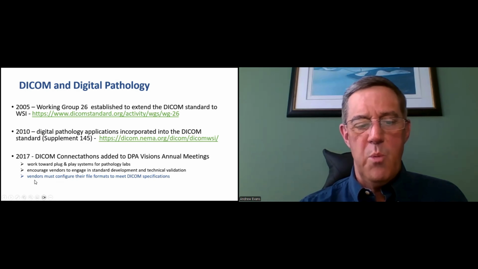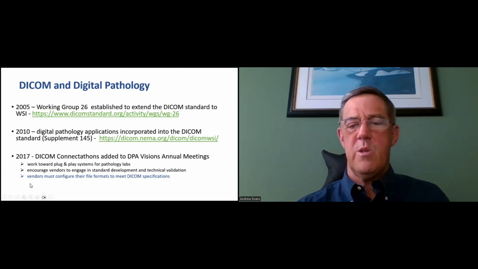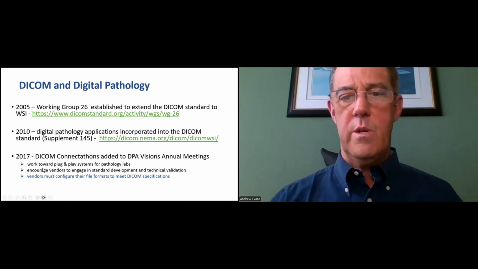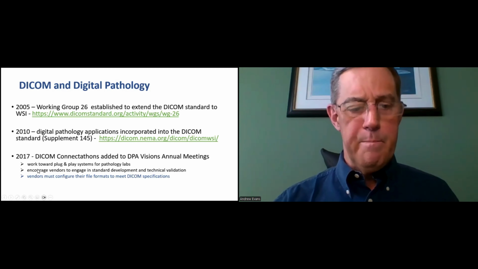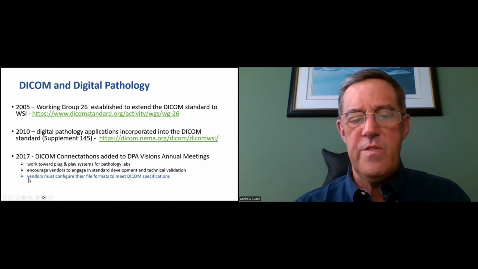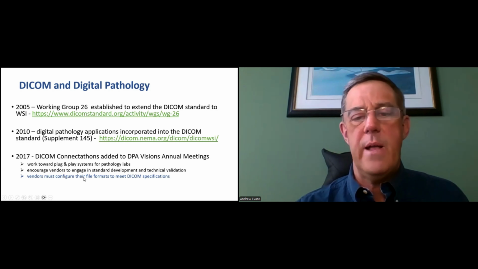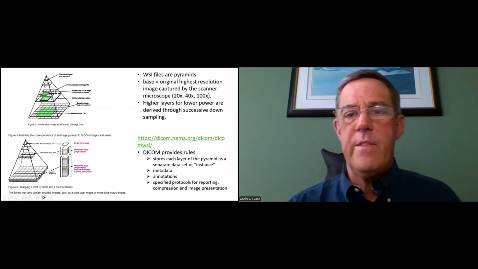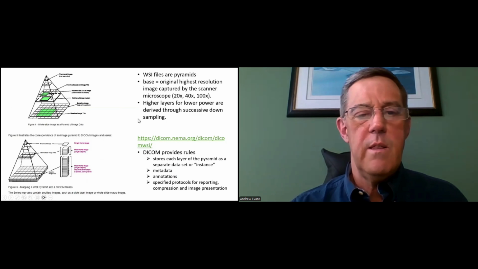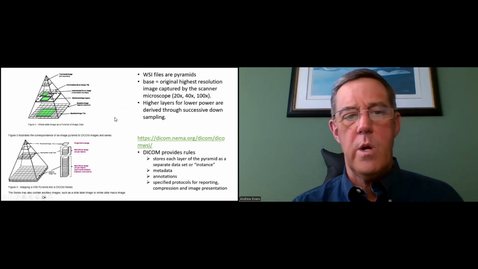And I think it's really important here to underscore, while it is possible for labs to quote unquote do DICOM, I think it really behooves vendors to configure their file formats to meet the DICOM specifications. And this is basically the issue for digital pathology.